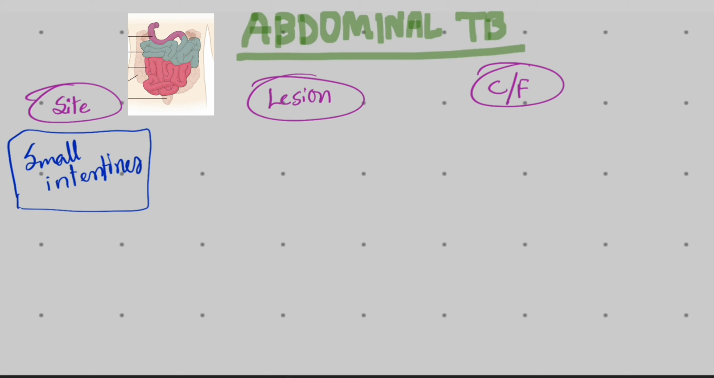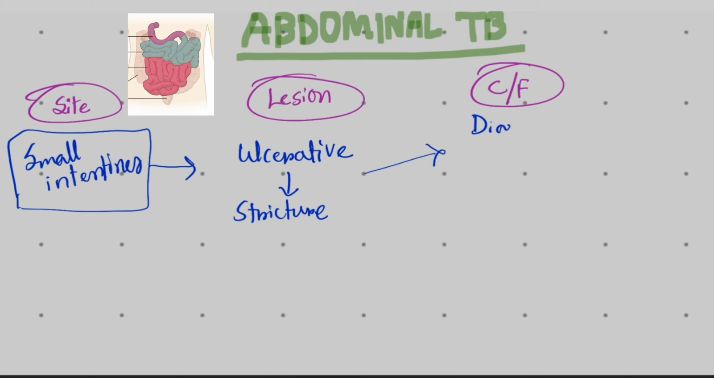If abdominal TB is there in the small intestine, the lesion it produces is mainly ulcerative in nature initially, which may lead to stricture in later stages. So, what would be the clinical features with which the patient will present to you? The features will be diarrhea, then the patient will have malabsorption first. Secondly, they may have lower gastrointestinal bleeding.